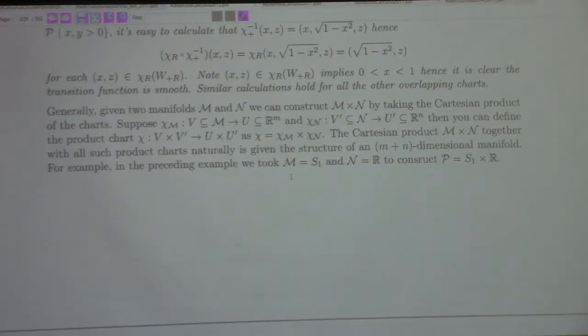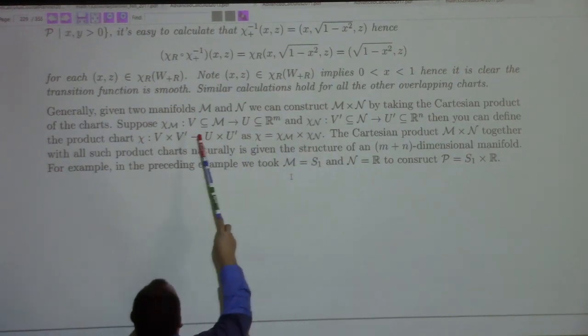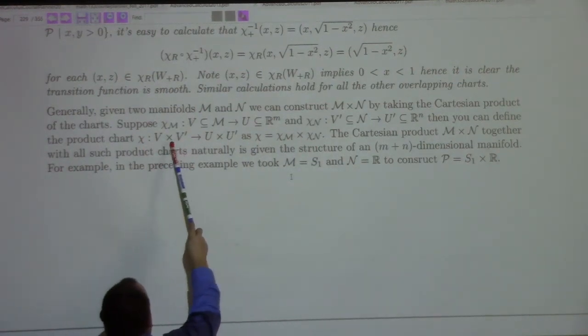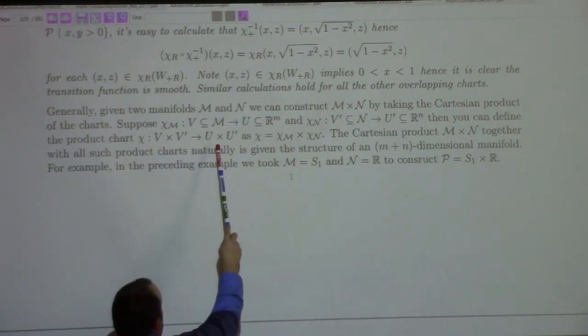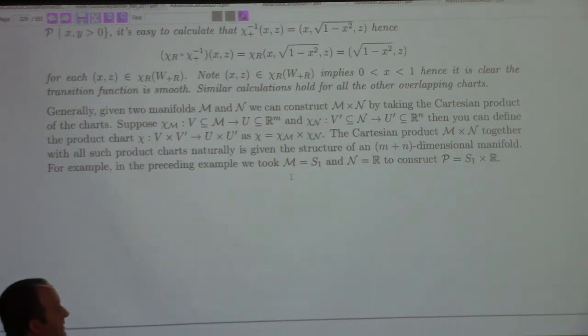We can also take two manifolds and construct a new manifold by taking the Cartesian product of them. It's called a product manifold. If you have a chart on M and a chart on N, you can get a chart on M cross N by just taking the Cartesian product of the domains, and it's easy enough to check that it gives you a new chart.